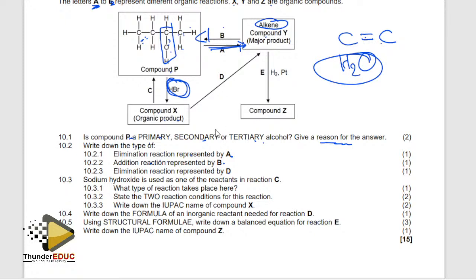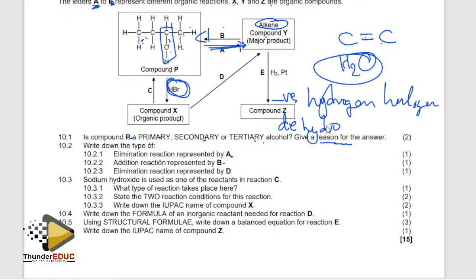Dehydrohalogenation. Because I'm removing the hydrogen and the halogen. The prefix De means I'm removing; hydro means the hydrogen, then the halogen. That's why I'm saying dehydrohalogenation. You understand? So that is reaction D. You see? It's simple.